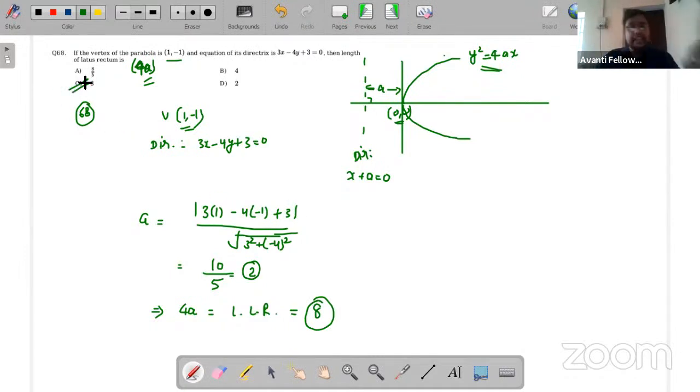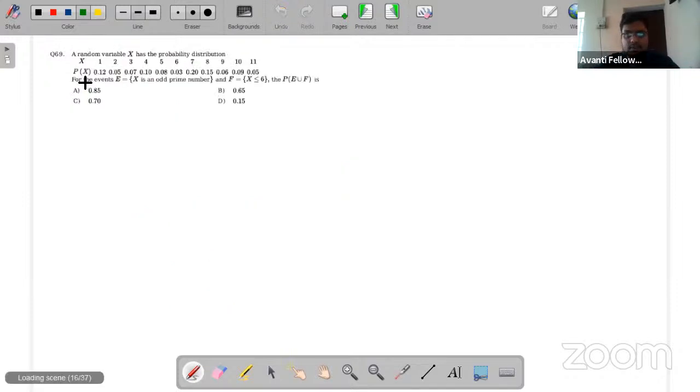This is the easiest question till now. Okay. If we know the basic formula for finding the distance from a point to a line, then we can easily find the length of latus rectum. Okay, moving on to the next question, 69.